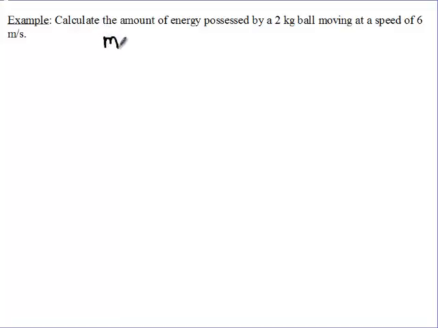mass was given to be equal to 2 kilograms. So 2 kg is equal to our mass. Whenever you see grams, kilograms, we're talking about mass. But in this case, our mass should always be in kilograms. Luckily, in our question, our mass is in kilograms.